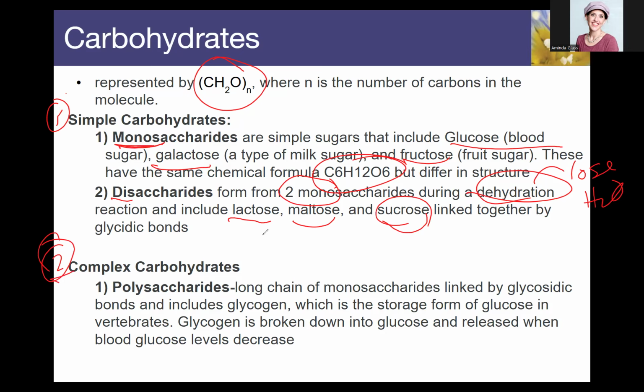Now, the second carbohydrate type is the complex carbohydrates. So these are polysaccharides, which are long chains of monosaccharides linked together by glycosidic bonds. And this includes glycogen. Glycogen is your glucose storage form, in our bodies and in other vertebrates. Glycogen is broken down into glucose whenever our body needs it, when our glucose levels decrease.